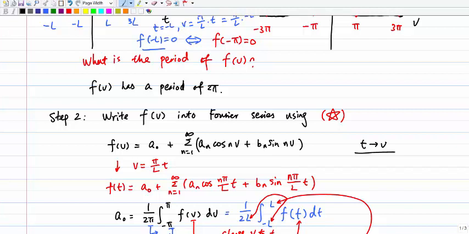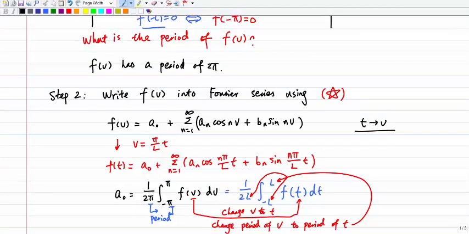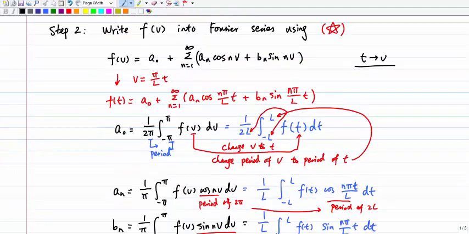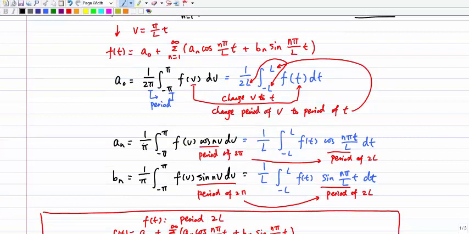Everything else stays the same. Also I want to emphasize here, for a0, just look at the black one, don't look at the red one. The red one explains how we change it. So a0 is given by 1 over 2 pi integrated from negative pi to pi of f(v) dv. Nothing changed, only the variable from t to v. Similarly, an is 1 over pi integrated from negative pi to pi of f(v) cosine nv dv, and bn is 1 over pi integrated from negative pi to pi of f(v) sine nv dv. That's exactly the same thing.